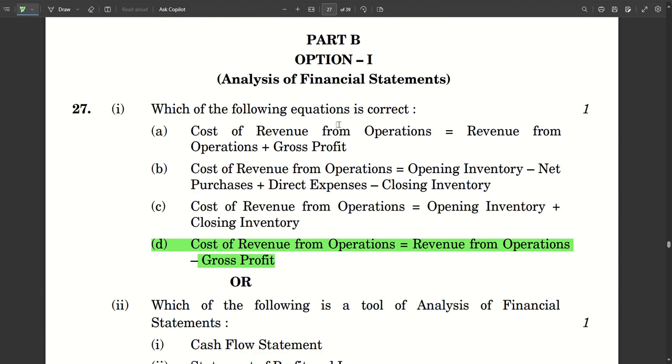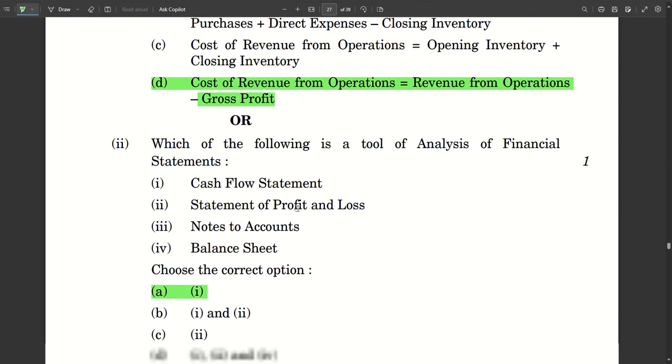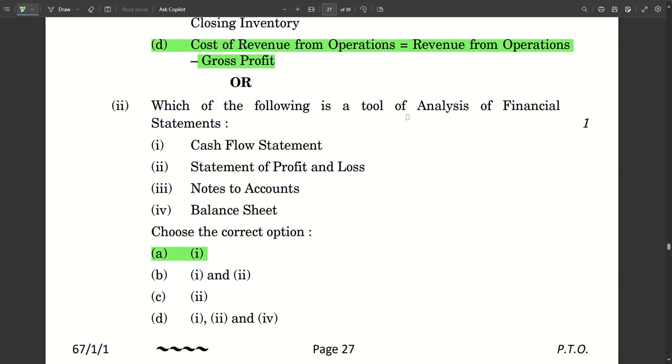Which of the following equations is correct? Now again, cost of revenue from operations: we all understand that we subtract gross profit from revenue from operations to arrive at cost of revenue from operations. Understand the concepts, understand the formula so that you can arrive at the answer correctly. Which of the following is a tool for analysis of financial statement? Cash flow, yes. Statement of P&L, no. Notes to accounts and balance sheet, no. So only cash flow. Option A is your answer.